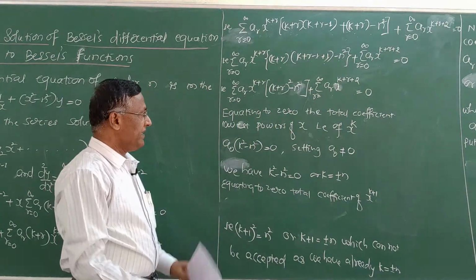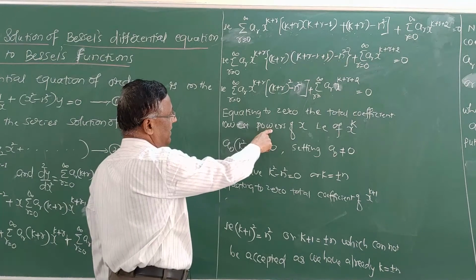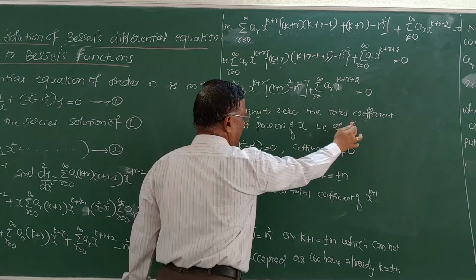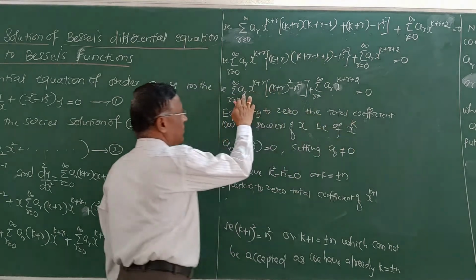Now we need to equate to 0 the total coefficient of the lowest power of x, that is of x raised to k. This lowest power of x is obtained by setting r equal to 0.